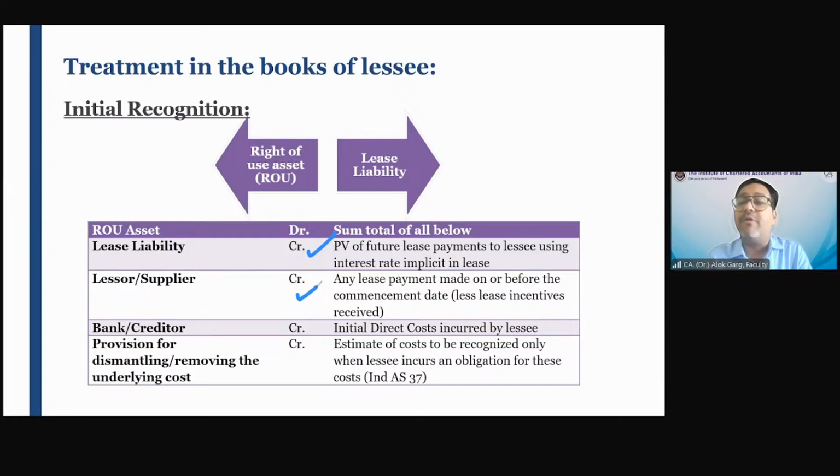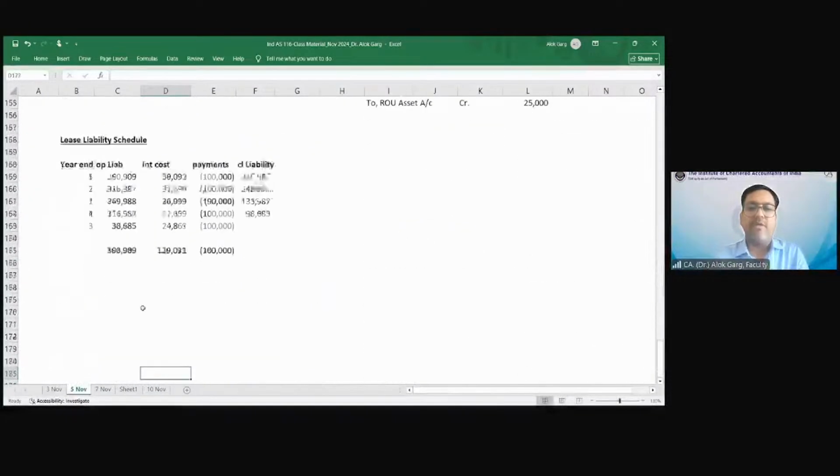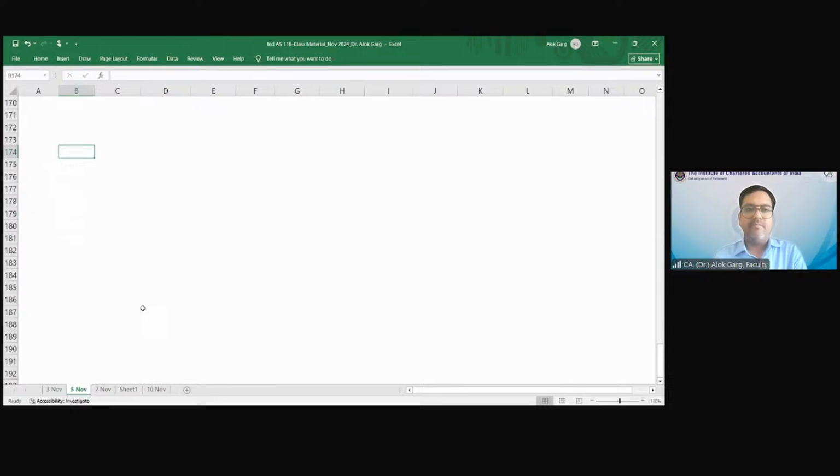Tell me on 1st April, what is my future lease payment? First of all, tell me, what is my future lease payment on 1st April? So 1st April 2025, year 1, 2, 3. In year 1 there is no payment, at the end of year 2 a payment of 1 lakh rupees has to be made, and at the end of year 3 also a payment of 1 lakh rupees.